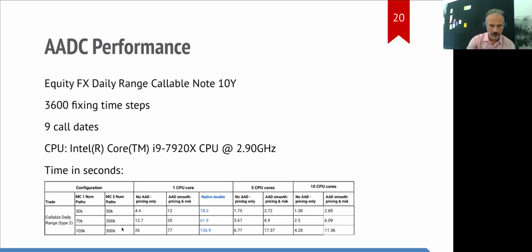So for 500,000 scenarios, a native double implementation, meaning just sequential execution with no parallelization and no AVX vectorization, takes about 130 seconds. And if you still use only one CPU core and you apply vectorization plus AAD, you get it done in 77 seconds. So you get the price and all sensitivities quicker than the original double code.